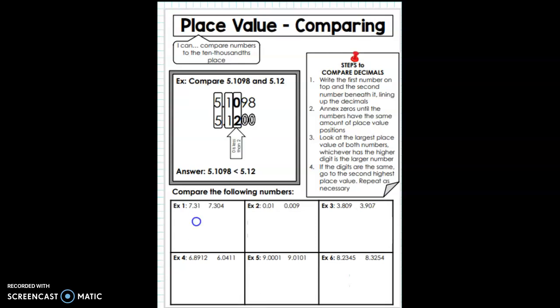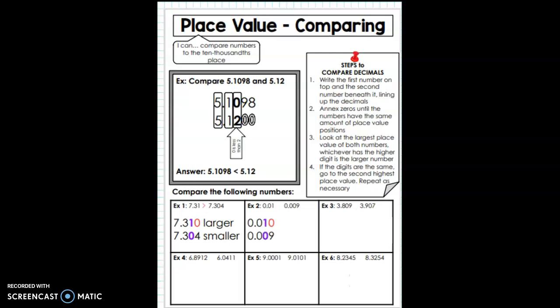Example 1. 7 and 3100ths, 7 and 304 thousandths. Write the two numbers one above the other. Notice we had to add a 0 after the 1 so that everything has digits in the place values. The 7s are the same, the 3s are the same, so we're comparing the hundredths. The 1 is larger than the 0, so that means our top number is larger than the bottom number. We are going to use a greater than symbol because the larger number was to the left.